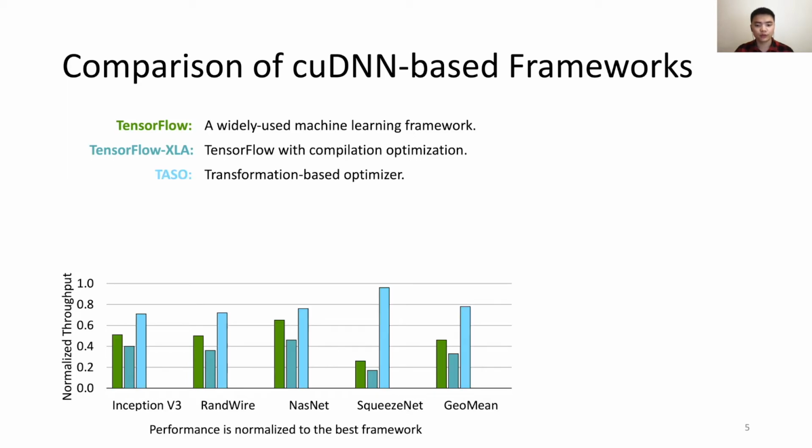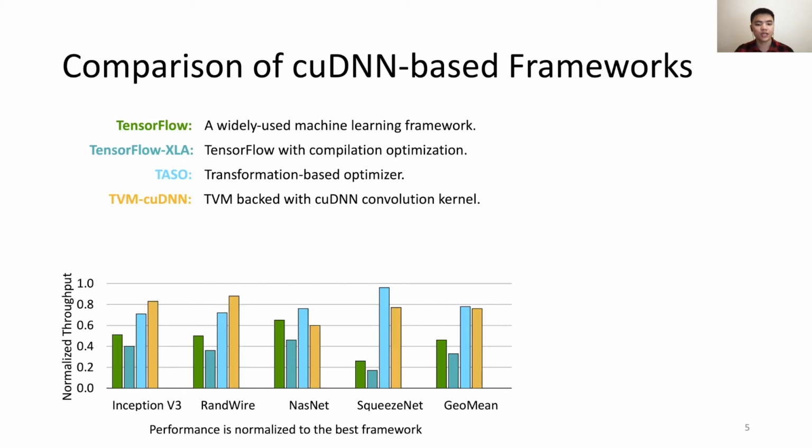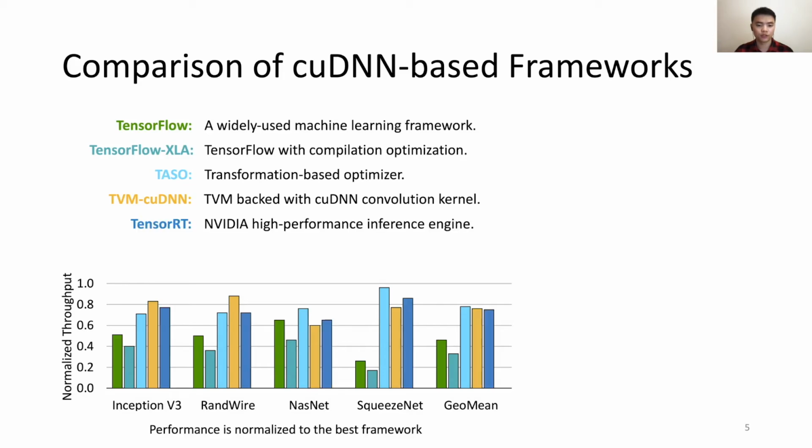TASO is a transformation-based optimizer that uses function-preserving transformations to find the most efficient computation graph. TVM is a state-of-the-art deep learning compilation stack. Here, TVM-cuDNN is TVM backed with the cuDNN convolution kernel. TensorRT is the NVIDIA-provided high-performance inference engine.